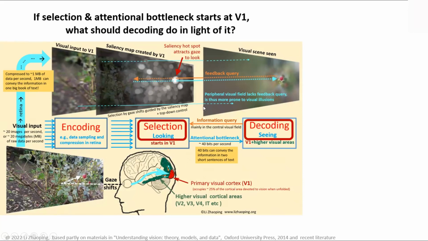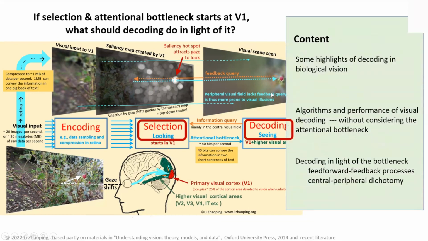And so after the morning lectures, it seems as if I did not quite say attention clear enough. So let me also repeat in another way, because the first lecture was a bit cut short. Anyway, the content for this lecture is some highlights of the decoding of biological vision. First of all, we're talking about decoding regardless of attention, and then in light of attention, what should decoding do? So that's what it's about.